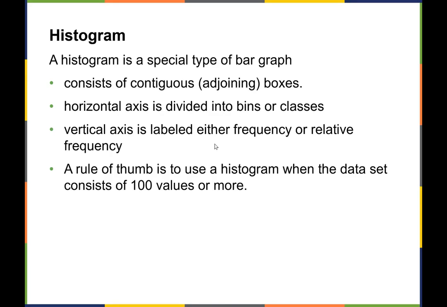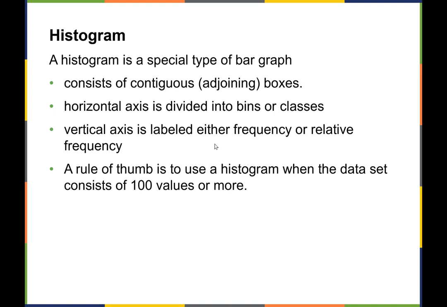A histogram is just a special type of bar graph. It consists of contiguous or adjoining boxes, so there's no gaps between the boxes. The horizontal axis is special. It is divided into bins or classes. Both of those words are used. Some people call them bins. That's generally what I call them. Some people refer to them as classes.